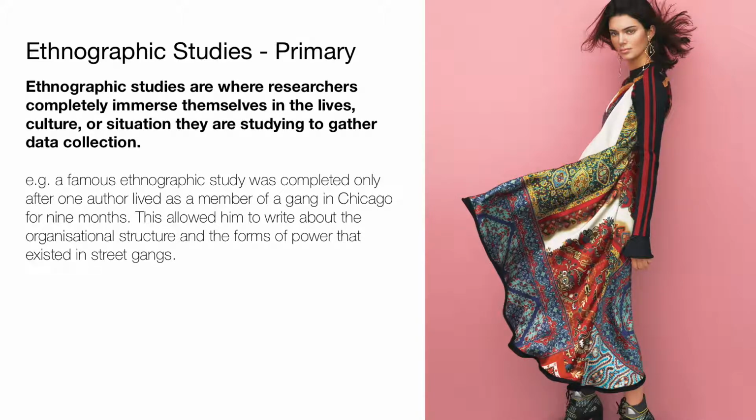Next is ethnographic studies, primary research for ethnographic studies. Ethnographic studies are where researchers completely immerse themselves in the lives, culture or situation they're studying to gather data. An example of primary research into ethnographic studies is when a famous ethnographic study was completed only after one author lived as a member of a gang in Chicago for 9 months. This allowed him to write about the organisational structure and the forms of power that existed in street gangs. These all result in qualitative outcomes.